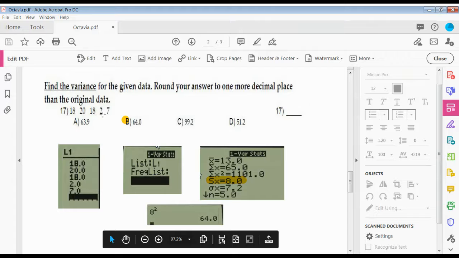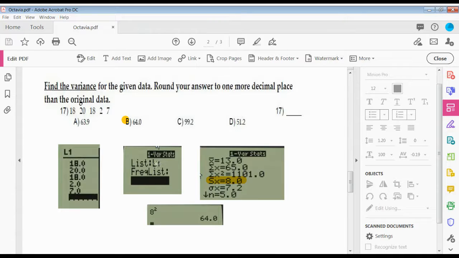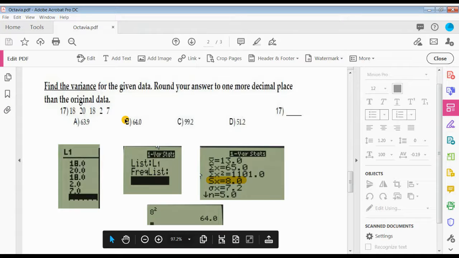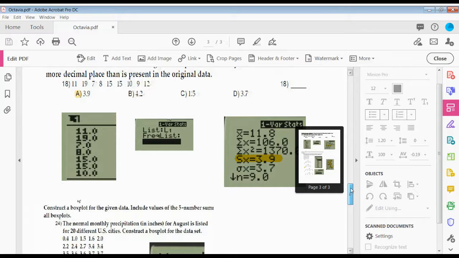So I put these numbers, actually there's only 5 numbers, in list 1. I go to stat, calculate one variable stat. I tell it my values are in list 1. I hit calculate, and right at the very top, it says Sx. Sx is the standard deviation. You're looking for the variance. On the PowerPoint, it says take the standard deviation and square it. 8 squared is 64, letter B. The variance is the standard deviation squared.